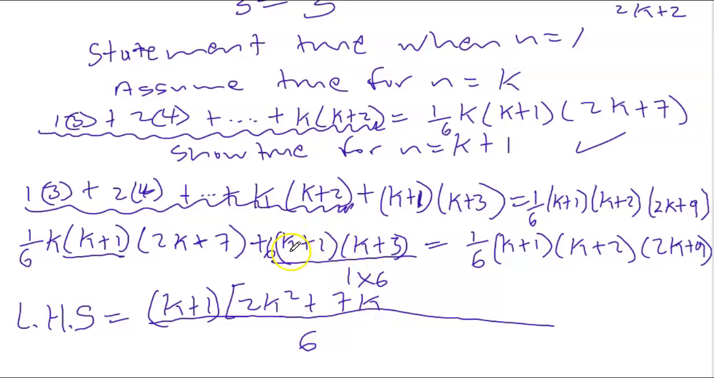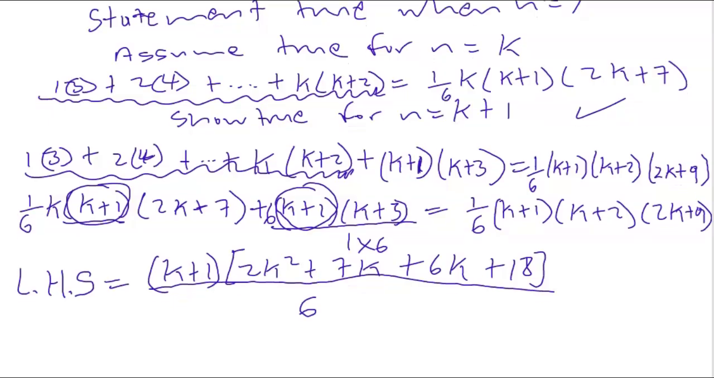And then we're going to factor out k plus 1. We're left with k times 2k plus 7. Expanded, that's 2k squared plus 7k. I'm also factoring out k plus 1 for the other term. Here I'm left with 6 times k plus 3. And 6 times k is 6k, and 6 times 3 is 18. Alright, so let's fix it up and show that it's the same as what we have on the right hand side.